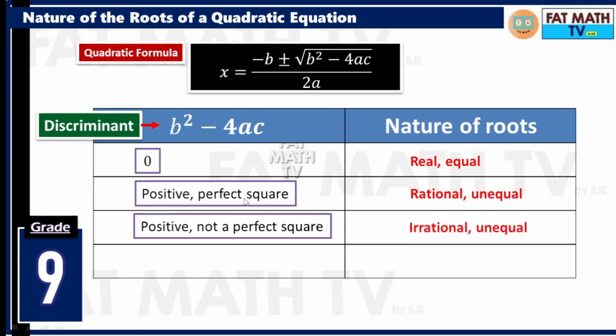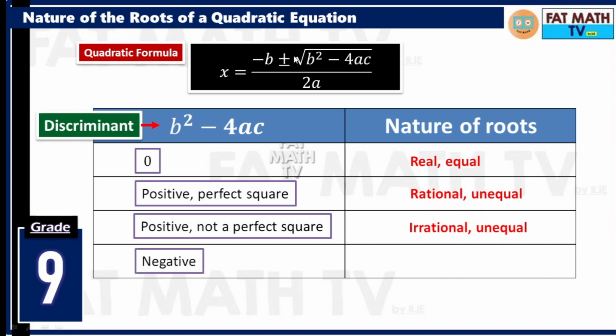When you say perfect square, these are numbers like 1, 4, 9, 16, 25, 36, and so on. Those are the square numbers. But if they're not perfect squares, like for example 2, 3, 5, 6, 7, 8, 10, and so on, then you're going to have irrational, unequal roots.